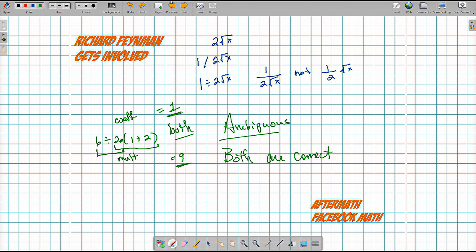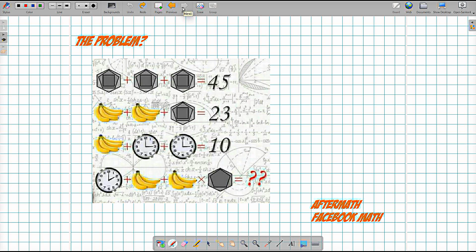And keep in mind, this is some of the best mathematics that Facebook has to offer. I mean, there are some really ugly problems on Facebook, because you could get a problem like this where you have this figure and this figure and this figure add up to 45, and the 4 banana group plus this figure gives me 23. And then I've got these completely inconsistent systems down here. For example, I have no idea what this clock actually represents. I have no idea what 3 bananas mean, because it's certainly not the same thing as what 4 bananas mean.